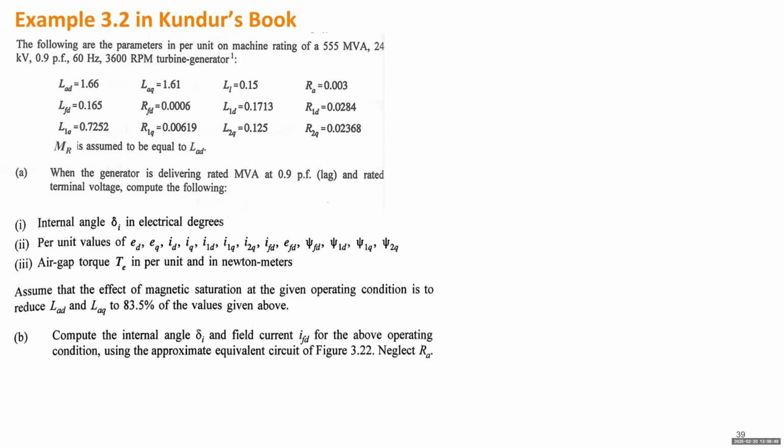So we want to calculate the following voltage and current in DQs for different windings, and also flux linkages. And we want to calculate air gap torque in per unit. Next, assume the saturation will reduce the LAD or LAQ to 83.5% of the unsaturated value, so we need to calculate the actual LAD and LAQ. Okay, so the next question: remember in the last lecture, we have the most accurate model from the two circuits for DSs and QSs.